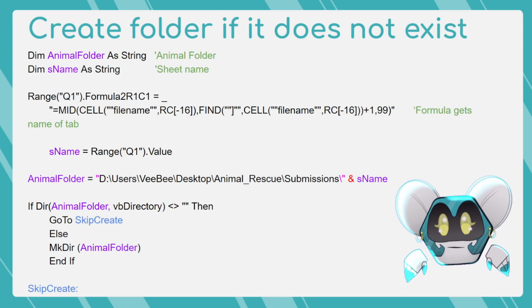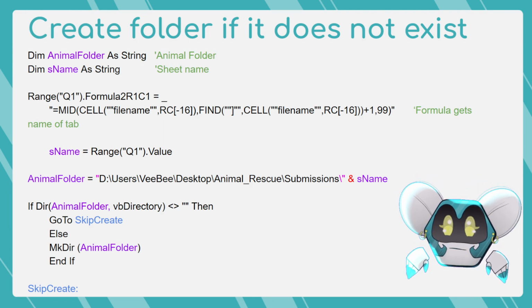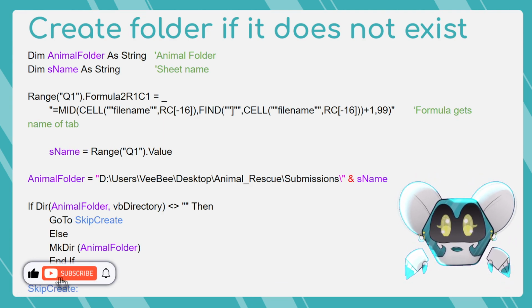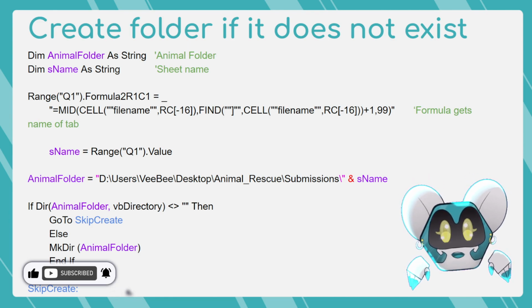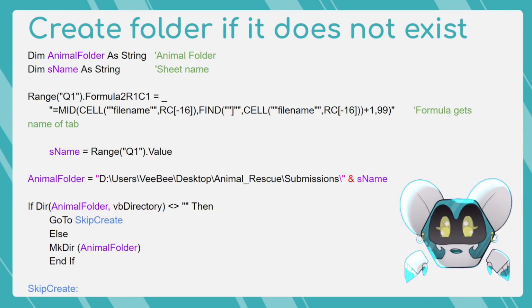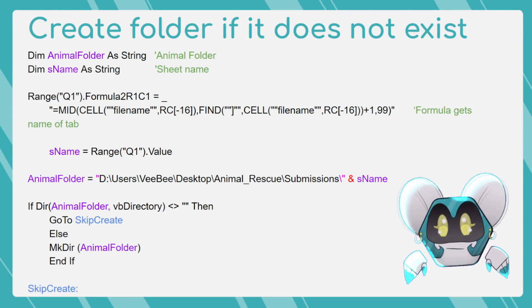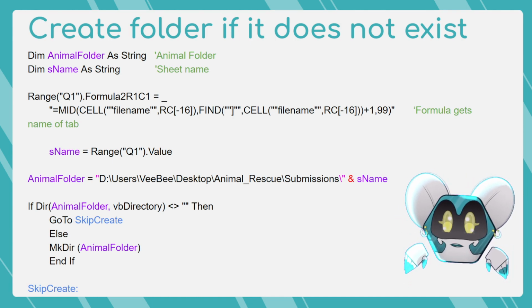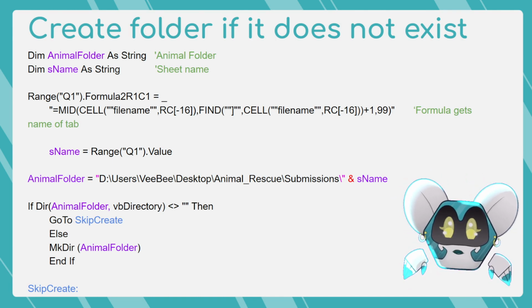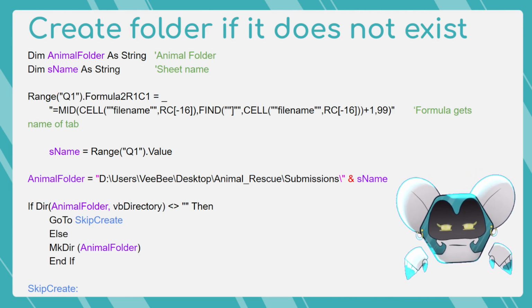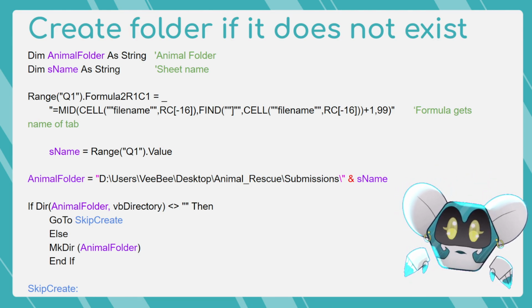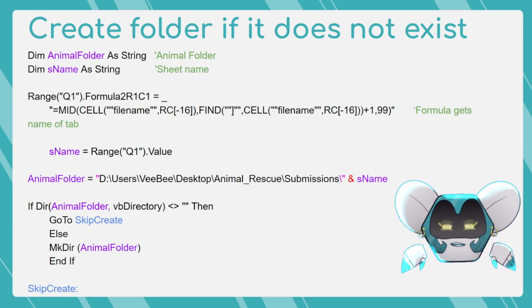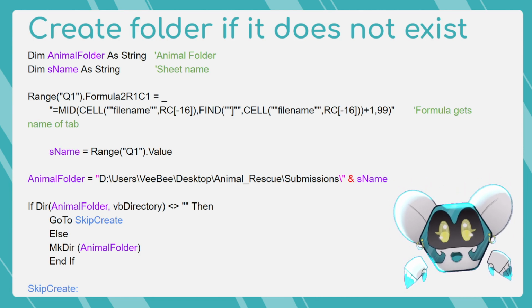For creating a folder, we are going to create variables to represent the full folder string as well as the sheet name, and we are going to check if the folder that we want to exist does exist. If not, then it is going to make that directory. If it does exist, then we are going to use the goTo method to escape from our if.